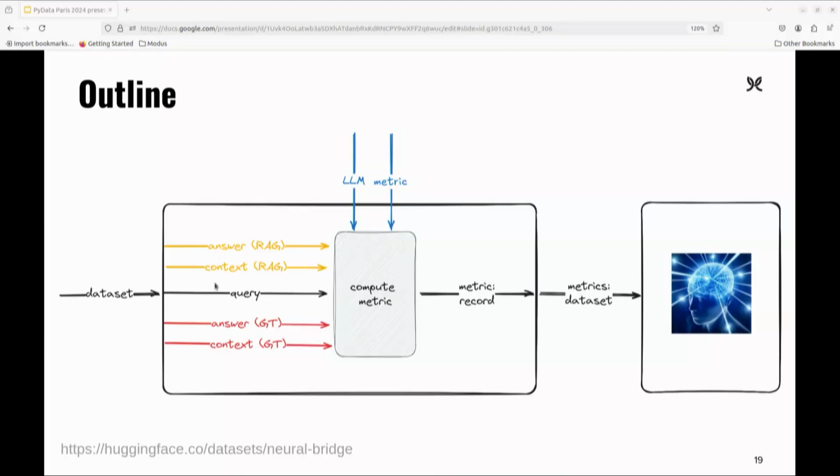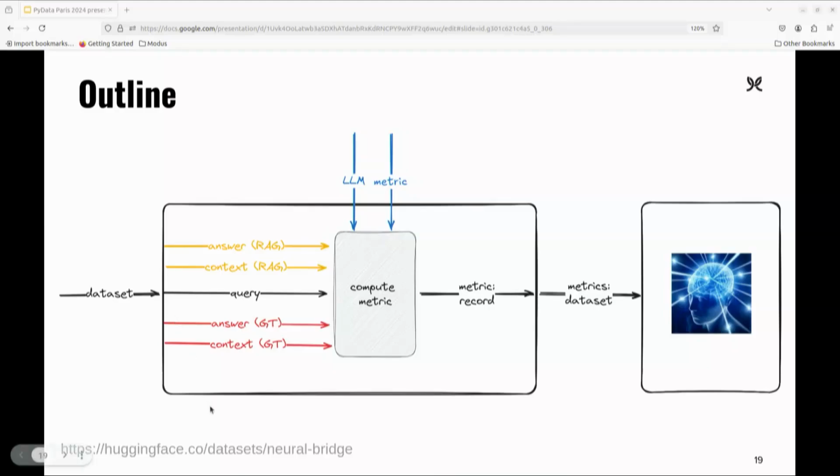Oh, yes, I have. So we have a query. We have data that comes from RAG, which we will be testing on. And we have the ground truth answer, because that's the data set that we picked, right? So we have ground truth answer and ground truth context. So we know everything that should be there.